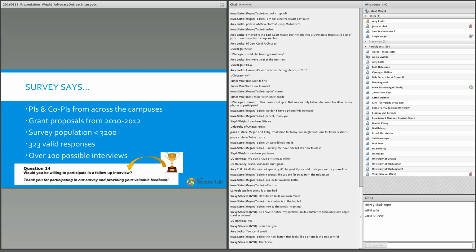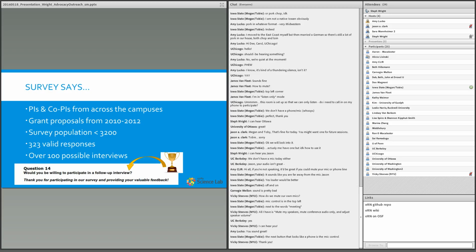And we contacted our office of sponsored programs and asked them to provide to us a list of PIs and co-PIs from across all 3 campuses that had been awarded grants between the years 2010 and 2012. So we just wanted 2 years worth of information. The resulting list ended up being just shy of 3,200 people. We kept the survey nice and short. It was only 14 questions.